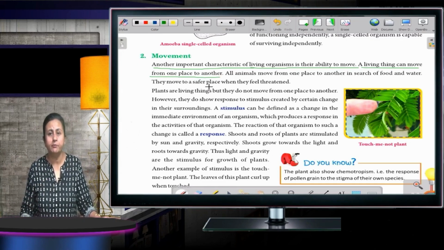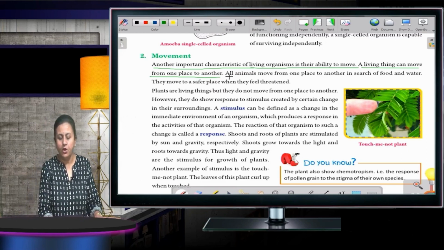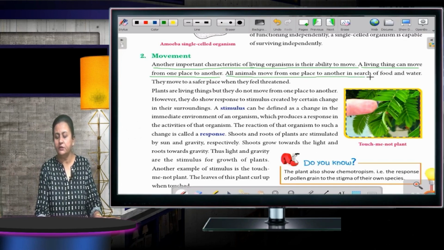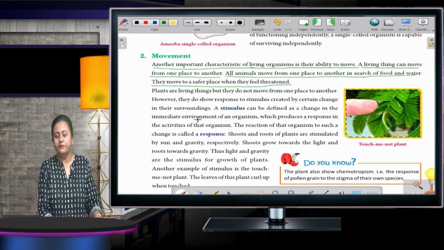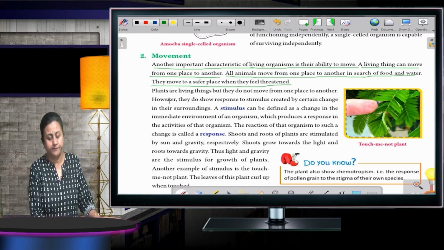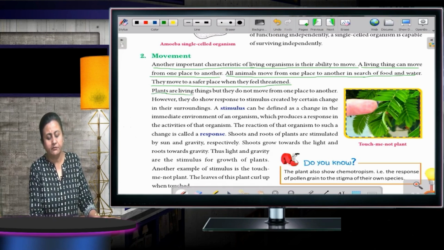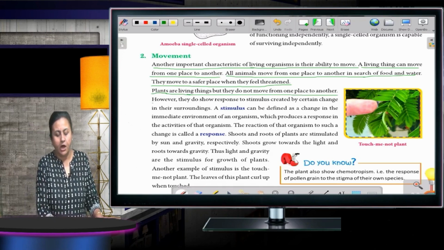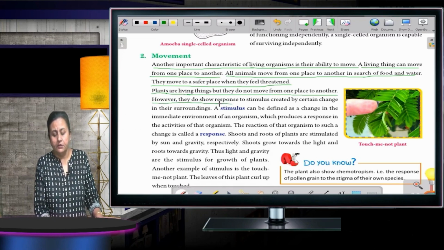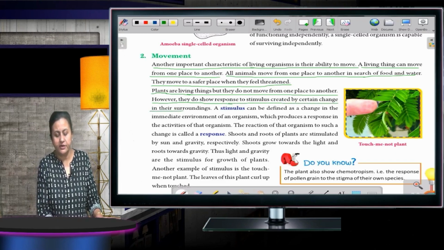If I talk about the book which you must have in front of you right now, it cannot move on its own because it's a non-living thing. All animals move from one place to another in search of food and water. They move to a safer place when they feel threatened. Some plants are living things, but they do not move from one place to another. However, they do show response to stimulus created by certain changes in the surroundings.